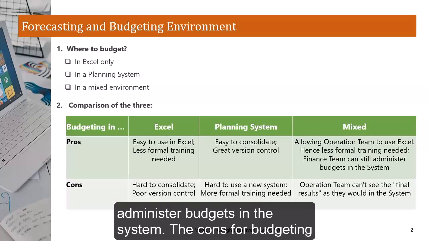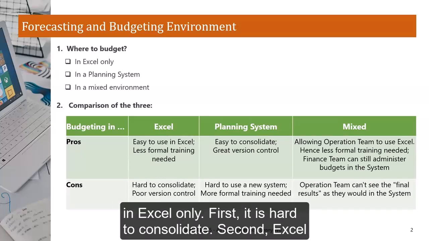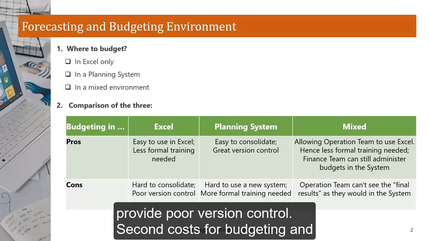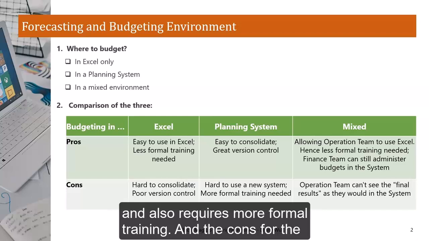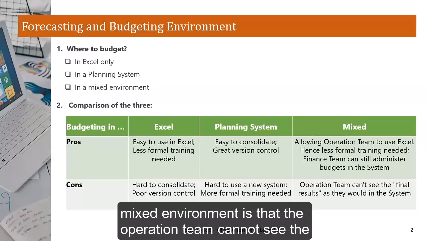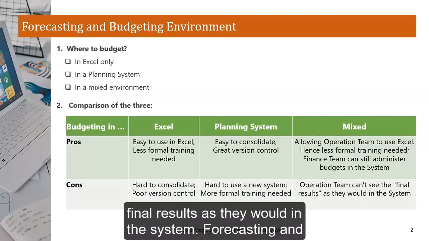The cons for budgeting in Excel only. First, it is hard to consolidate. Second, Excel provides poor version control. Second, cons for budgeting in planning system. Sometimes it is very hard to use a new system and also requires more formal training. The cons for the mixed environment is that the operation team cannot see the final results as they would in the system.